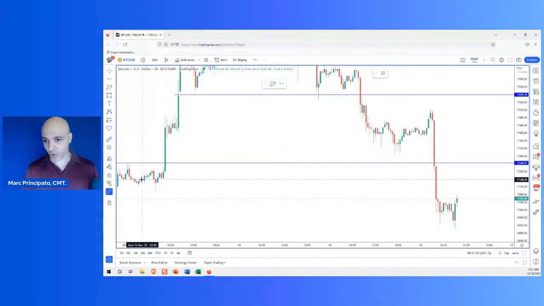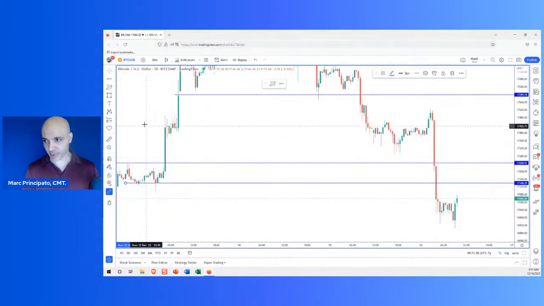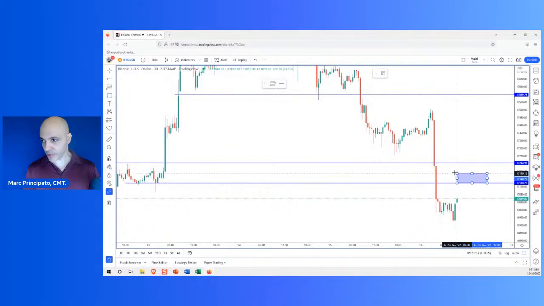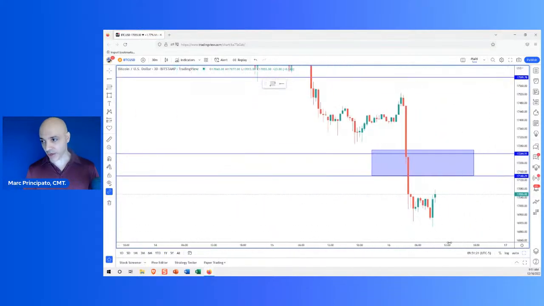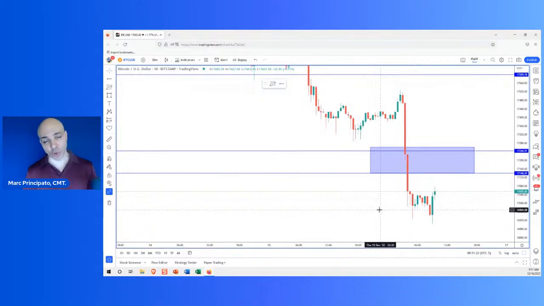Okay, so we have an area right here. See that? This was an old support, and now it's going to act as a resistance. So this zone that I had drawn yesterday as a support zone is now going to be a resistance zone. So that's an area where I should be considering short setups for day trades. You may have to wait a little while to get up into there, okay?